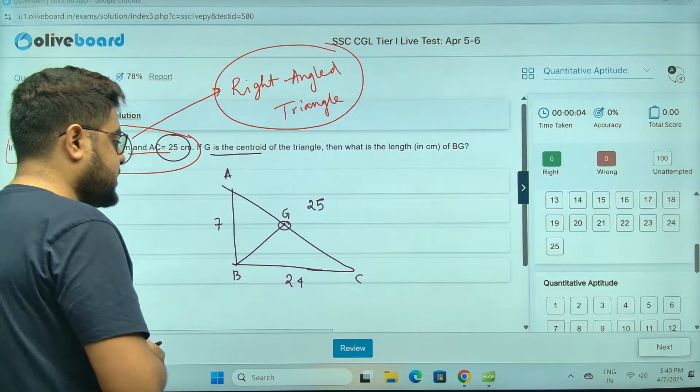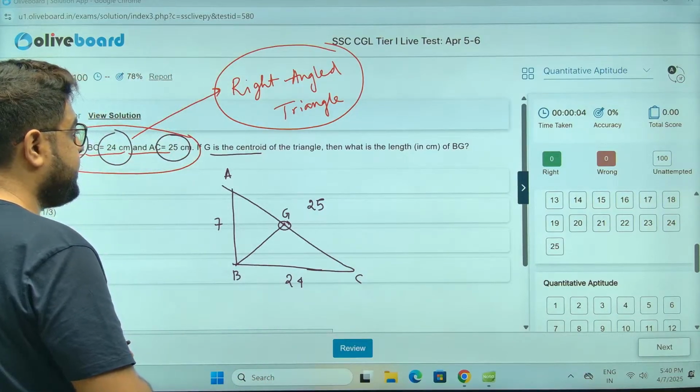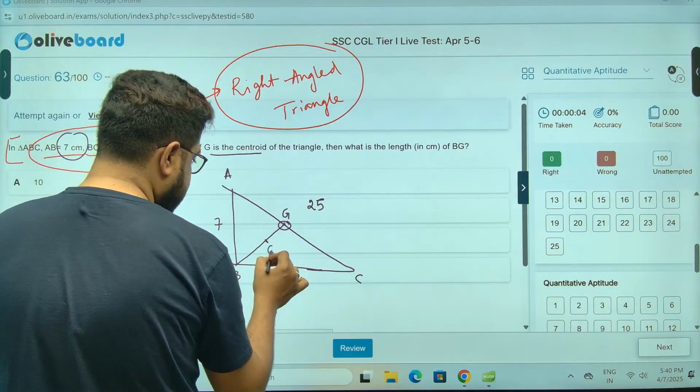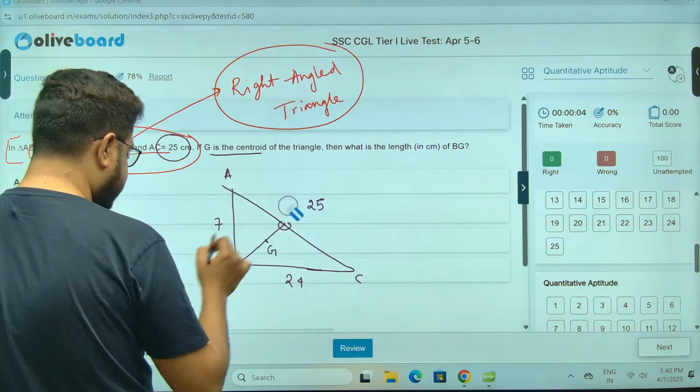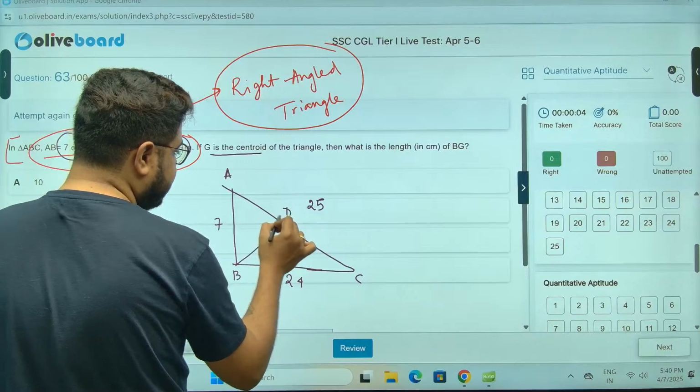BG length they are asking. G is the centroid, sorry. G is this. That is what I said, this has become very simple. The answer would be 25/2 if that was G. No, this is G. This is, say for example, D.